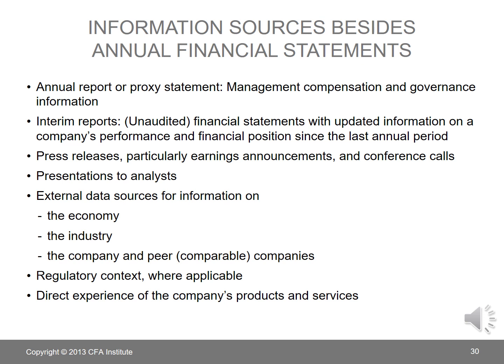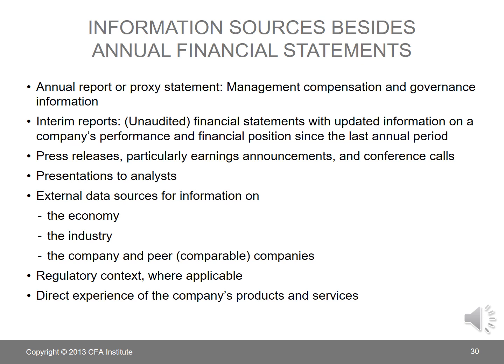Now that we looked at the main sources of information for the organization, which are the financial statements, we've broken those down to balance sheet, comprehensive income, changes in equity statement, cash flow statement, and financial notes, also the management commentary, and the auditor's report. Now let us look at other sources of information besides the annual financial statements.